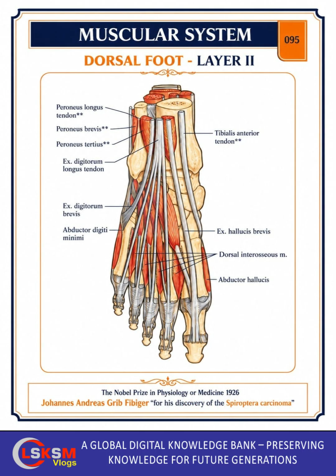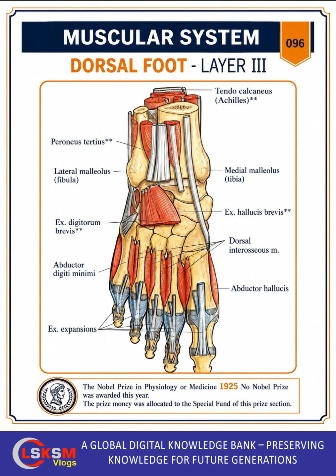Dorsal foot, layer 2. Shows the second layer of muscles and tendons on the top of the foot. These structures assist in toe extension and fine motor control. Layer 3. Illustrates the deeper muscular and connective structures of the dorsal foot. They contribute to foot stability and coordinated toe movements.